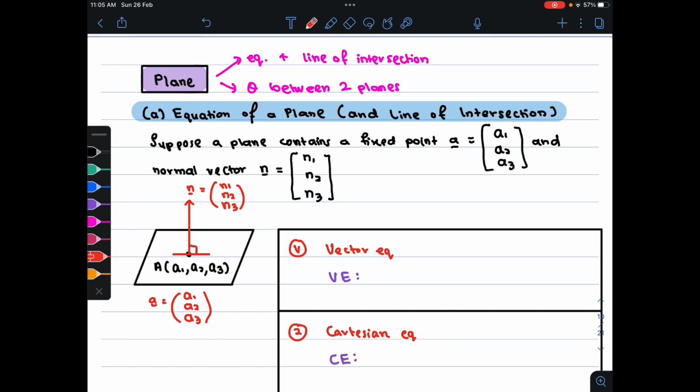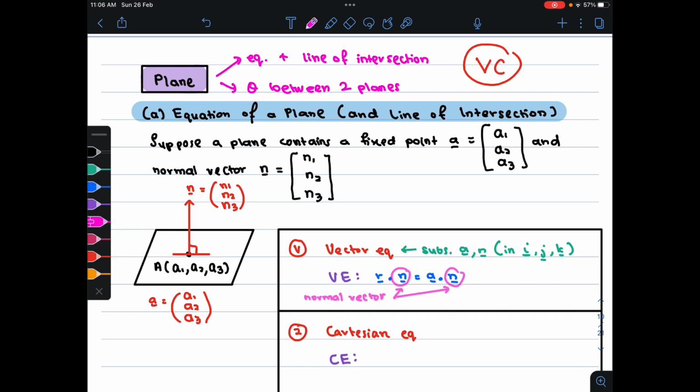And to write the equation of a plane, you need to use VC, where V is the vector equation and C is the Cartesian equation. So you need to substitute the vector A and N into the equation, and the final answer for the vector equation should be written in i, j, and k. So the formula for any plane is always r dot n equal to a dot n, where the vector n is the normal vector, and vector a comes from any fixed point on the plane.